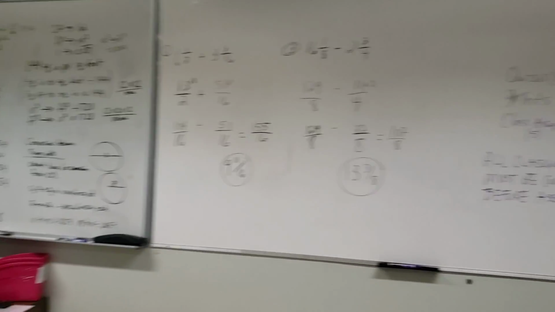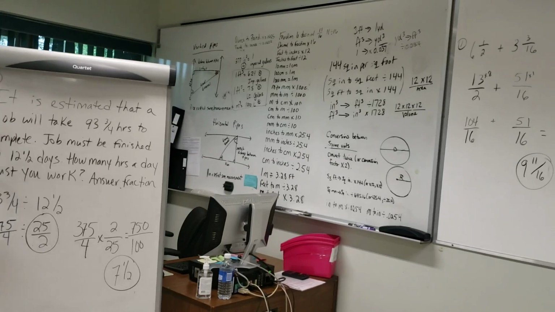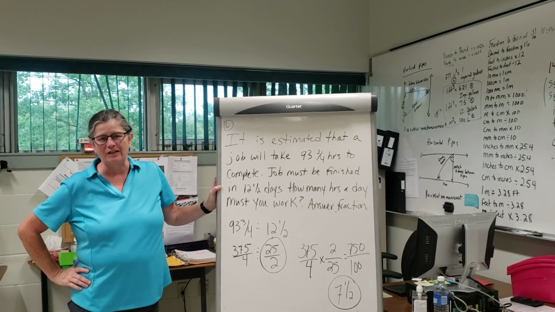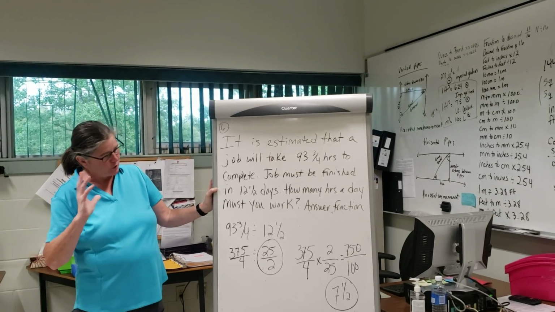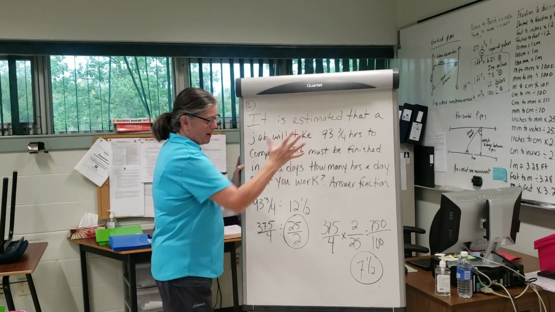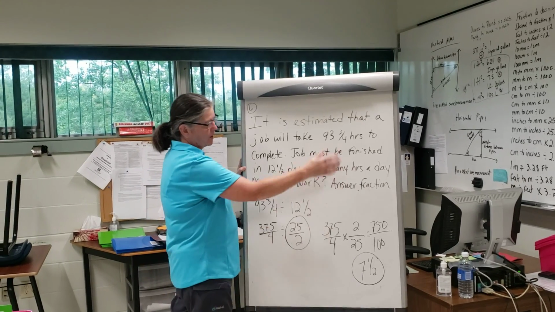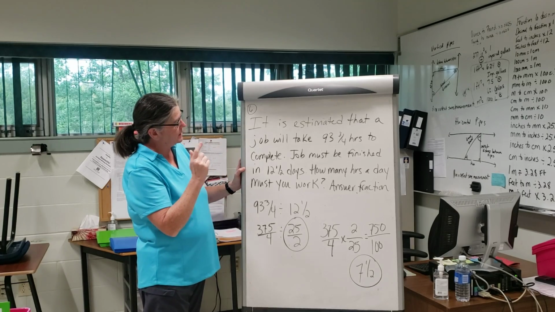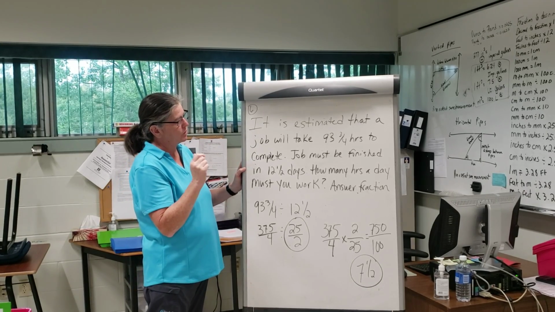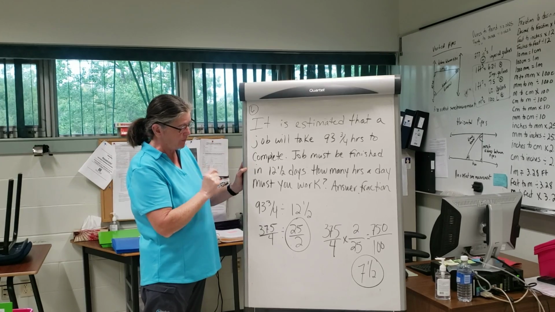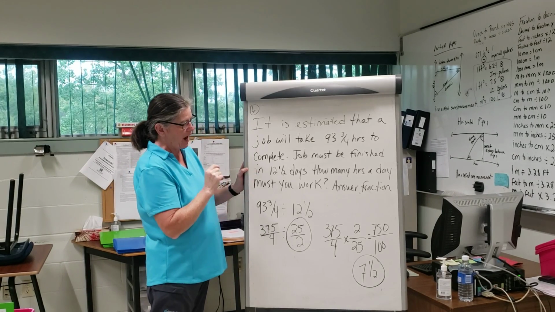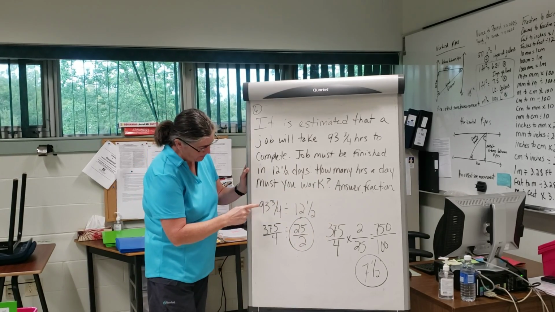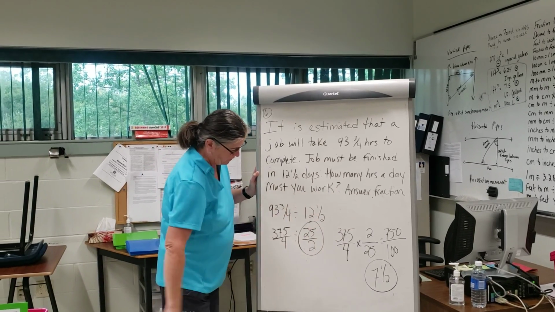Okay, this next one is question number 6 in the warm-up. And it's a word problem. And someone had a really good question the other day. How do I know if it's division? And usually, when you have a division problem, you're comparing 2 different things. So in this one, we're comparing hours and days. So we know we're going to need to divide. So it's estimated that a job will take 93 3/4 hours to complete. The job must be finished in 12 1/2 days. How many hours a day must you work? And answer in fraction. So division, we set it up, 93 3/4 divided by 12 1/2.